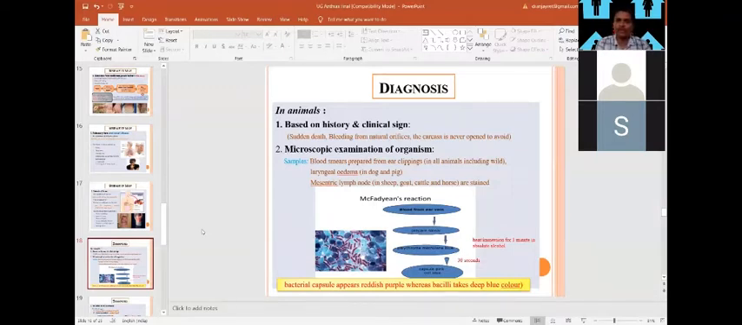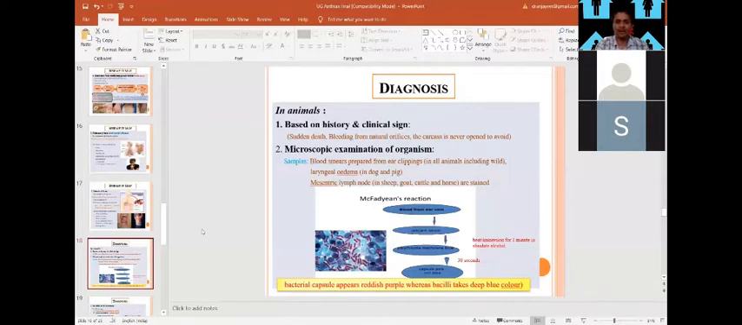Next is the microscopic examination. We can prepare blood smears from ear clippings, and maybe from laryngeal edema in the case of dog and pig, and from mesenteric lymph nodes in the case of sheep, goat, and horse, stained with polychrome methylene blue, and that reaction is called the McFadden reaction. This stains the capsules, because we are staining the blood smear. Inside the body, these organisms are present in capsulated form.